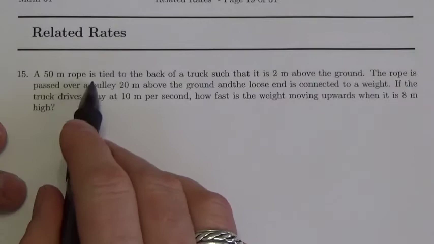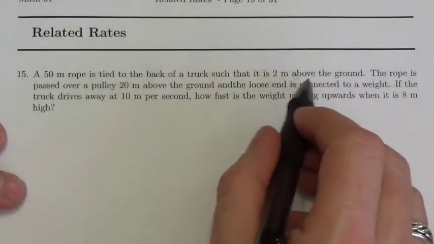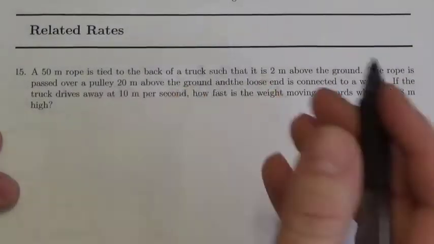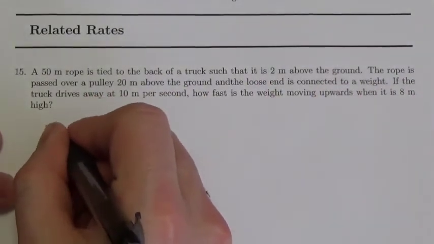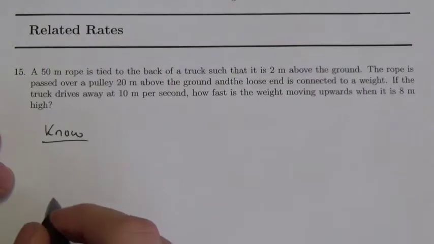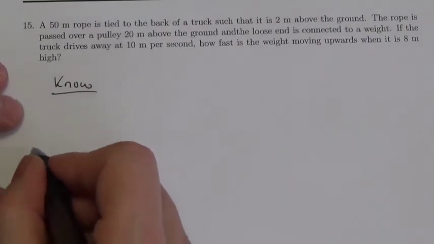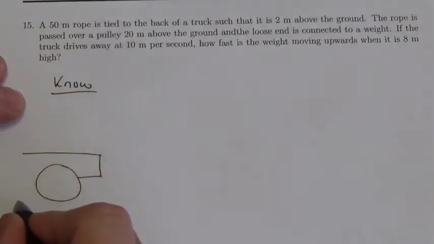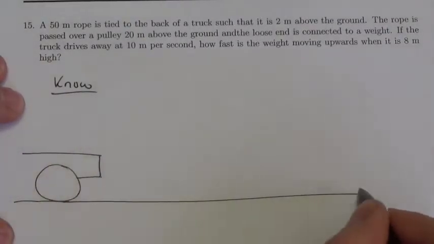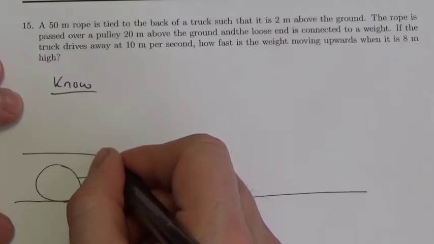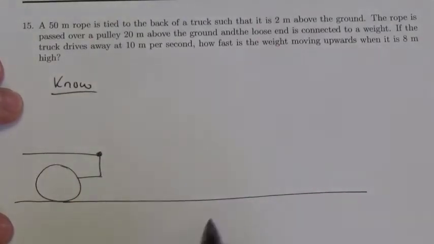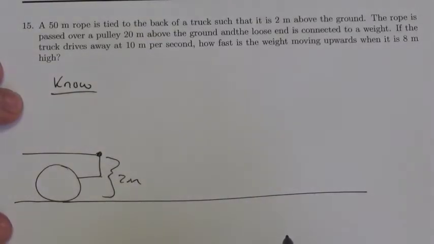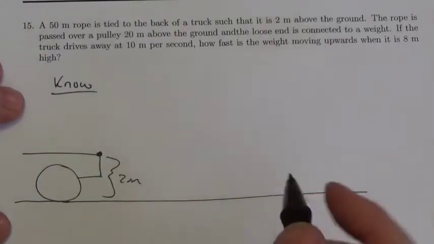A 50-meter rope is tied to the back of a truck so that it is 2 meters above the ground. Now I know that's maybe a little awkward, but the number is there just to make it a little bit better. So here's what we know. I'm going to try to draw this out. So here's the back end of a truck, with an enormous tire, because our rope is tied down to that truck right there, and this is 2 meters above the ground. Now that's high. But anyway, that gives you an idea.